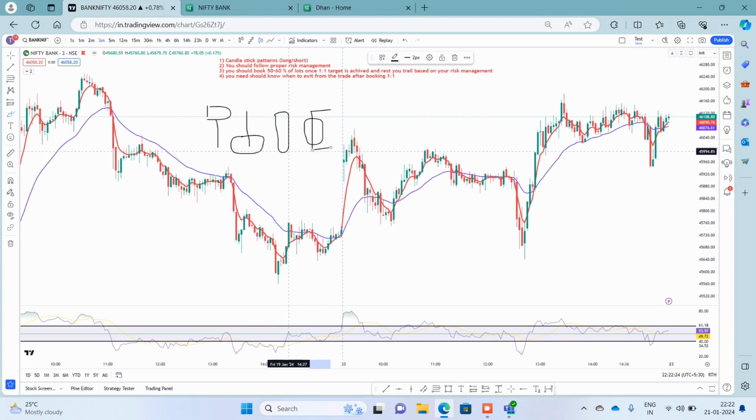And which time frame do we need to use when we apply this strategy? We can use the 3-minute time frame. My suggestion is to use the 3-minute time frame.